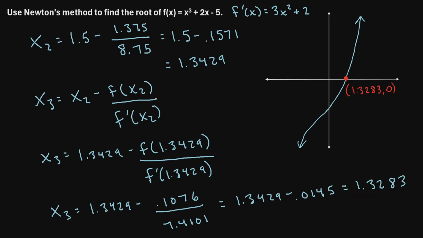Now we can see x1 was a value of 1.5, x2 was 1.3429, and x3 is 1.3283. We can see that the differences between the x values in each iteration are getting smaller and smaller. Because these differences are getting so small, it means that we're likely very close to the true root of this equation. And you'll find that the more iterations you do of Newton's method, the closer and closer you will get to the true root of the function.